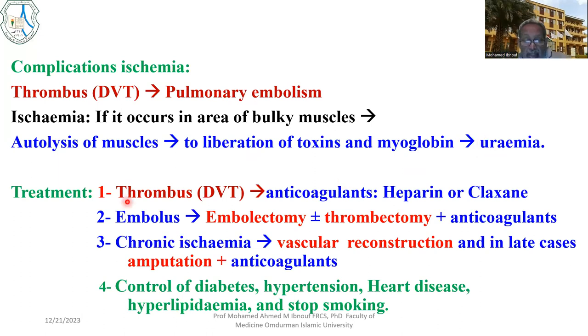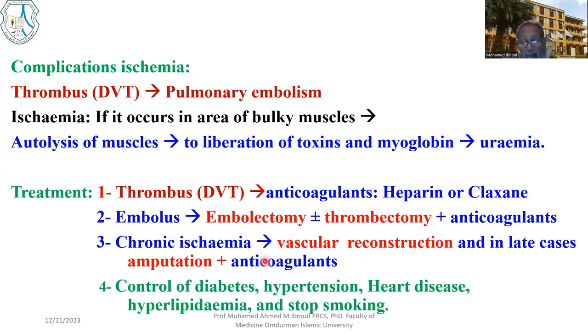The treatment usually for thrombus in deep venous thrombosis, we give an anticoagulant in the form of heparin intravenous or Clexane. And for an embolus, the patient should have emergency operation, that is embolectomy, and if there is a propagated thrombus, also thrombectomy to remove the thrombus, plus adding anticoagulants to prevent further thrombosis.